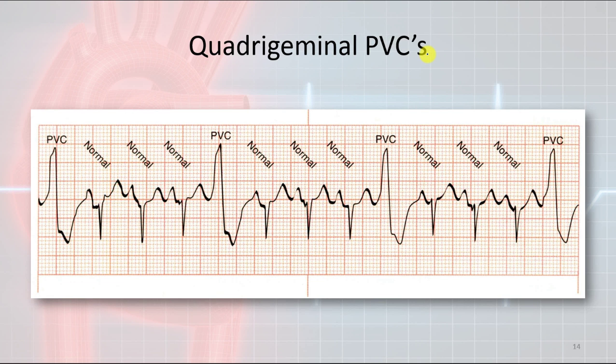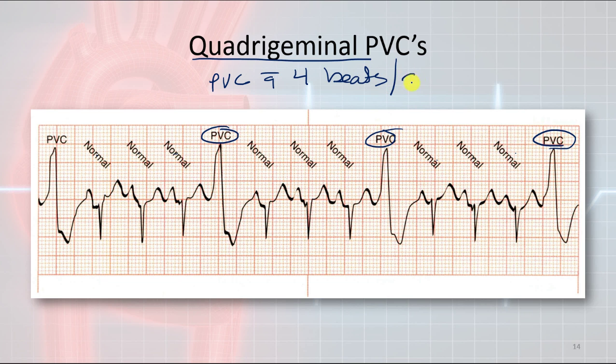Is it possible to have a PVC every fourth beat? Of course it is. So we have a normal beat, normal beat, normal beat, PVC. Normal, normal, normal, PVC. Normal, normal, normal, PVC. The problem we run into with this, though, is that you probably have to have a pretty long rhythm strip to be able to identify a quadrigeminal PVC. So quadrigeminal PVCs means that you have a PVC every 4 beats, or more accurately, every 4 complexes.